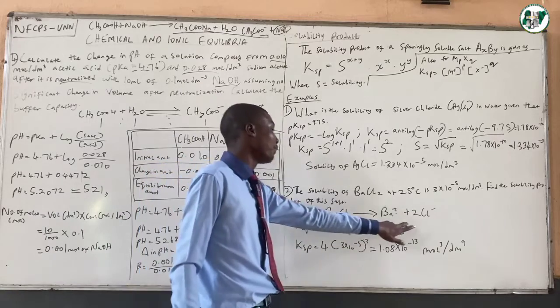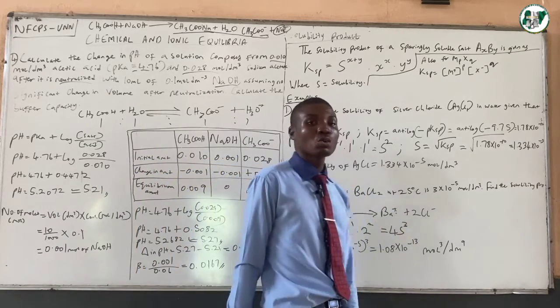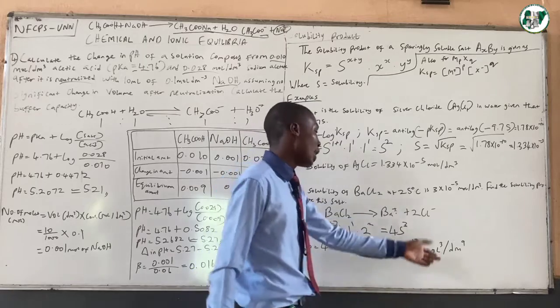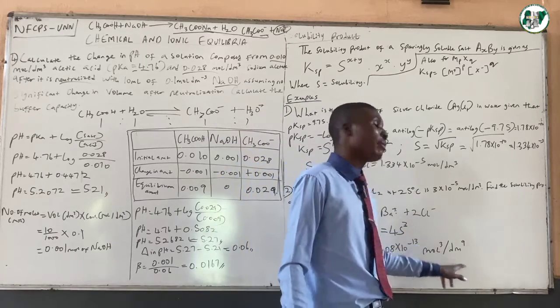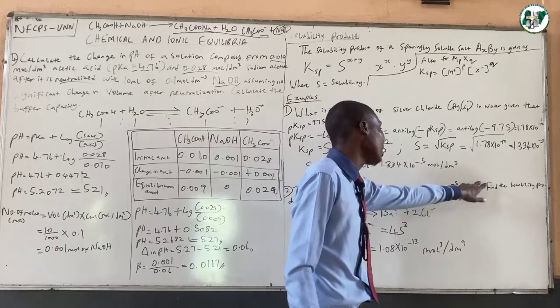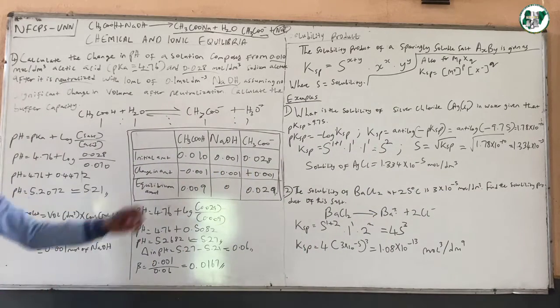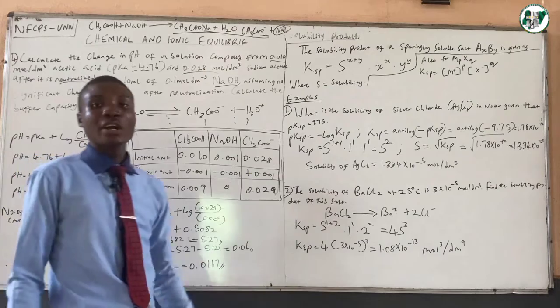If this was going to be 4, what you're going to have is mole raised to the power of 4, dm raised to the power of 12. If this is going to be 5, you're going to have mole raised to the power of 5, dm raised to the power of 15. What you simply do is you do the cube of this and then multiply this by whatever superscript you have there. So that's the solubility product of barium chloride.